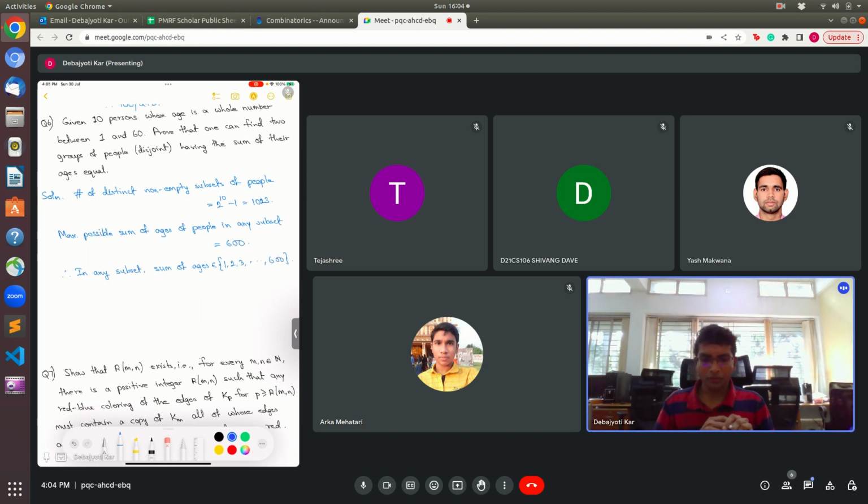Right, this is obvious then. So if you consider any subset of people, their sum of ages must be some natural number between 1 and 600. Okay, so now it's very simple. There are 1023 possible subsets of people and only 600 possible sums. So by trivially using the pigeonhole principle, there will exist two distinct subsets which have the same sum.